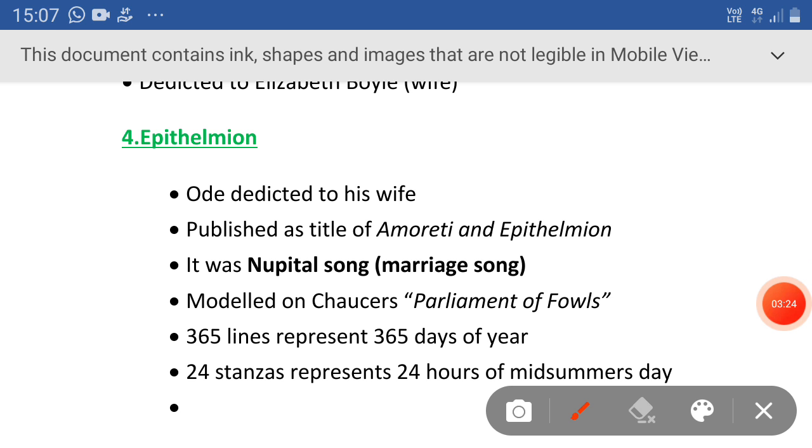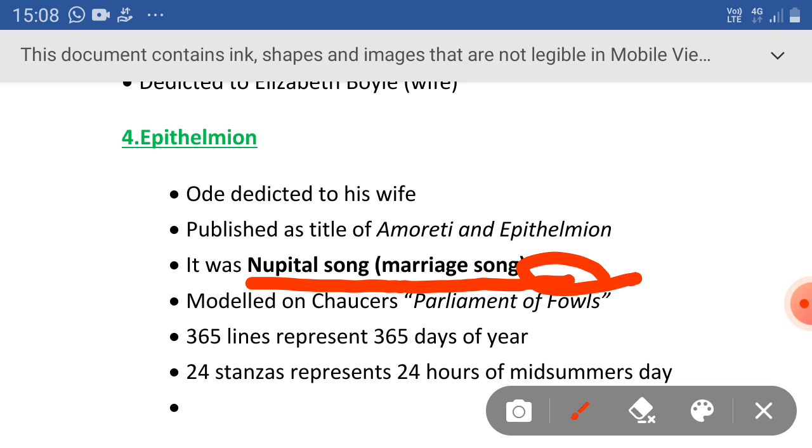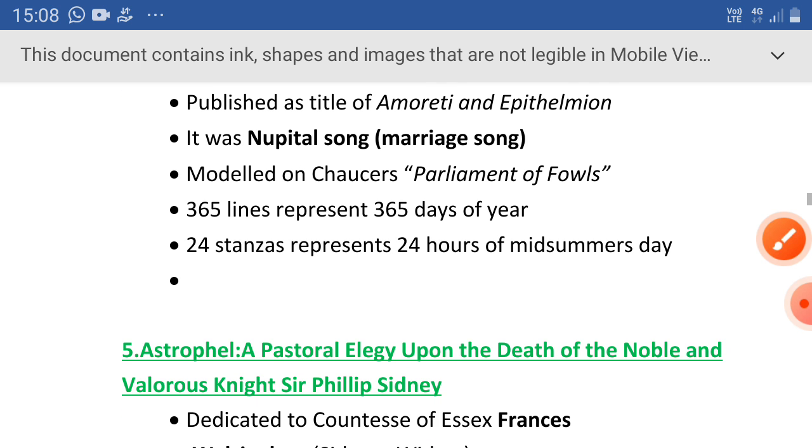Then it was called Nuptial Song. It is a very important point, and once a question came in the NET exam from this point: what is Epithalamion? The answer was the Nuptial Song. Nuptial Song is the Epithalamion. Now the question arises, what is Nuptial Song? Nuptial Song is basically a marriage song. So please remember this point.